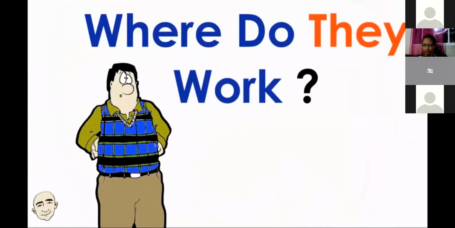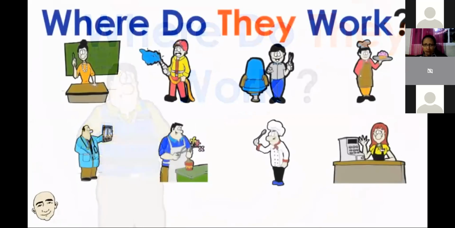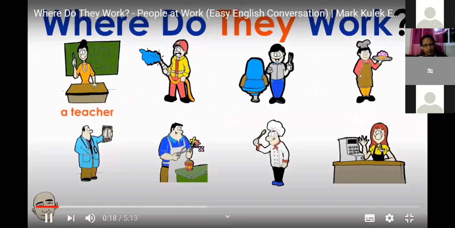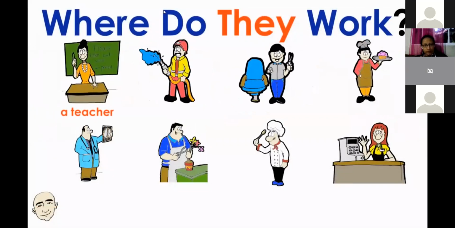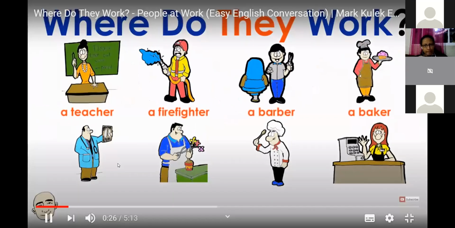Where do they work? A teacher, a firefighter, a barber, a baker. Okay, a teacher, Teacher, a firefighter, a firefighter, A firefighter, a barber, sorry, a barber, a barber, barber, a barber. a barber, barber, This one, a baker, a baker.